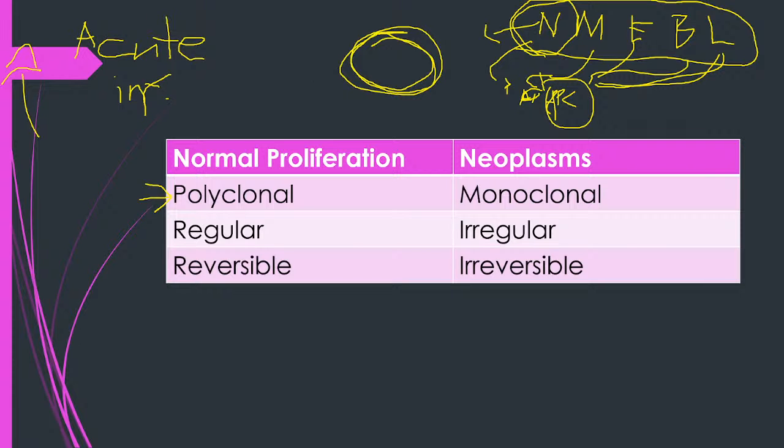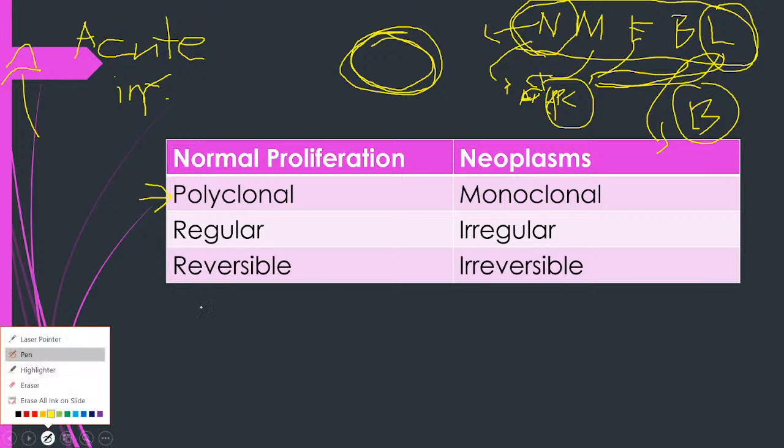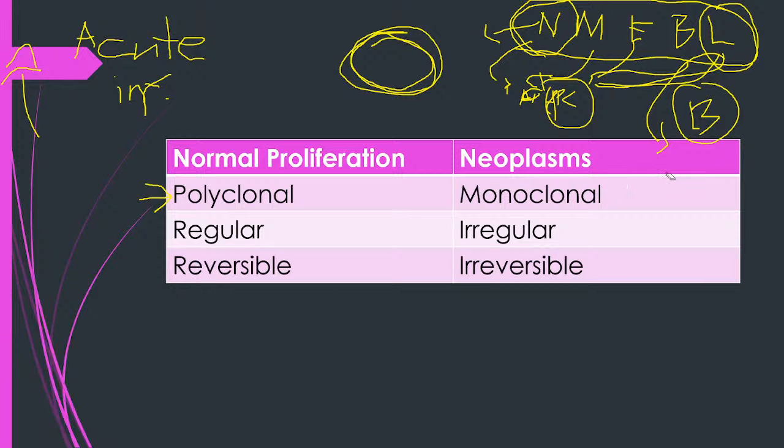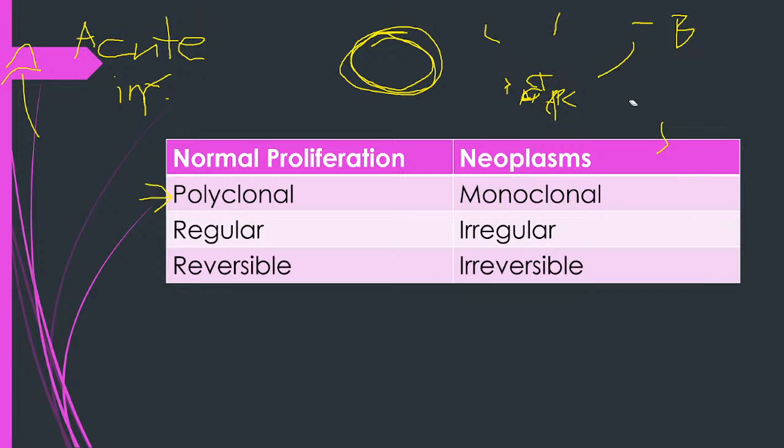While in neoplasms, there's a problem with one cell line. For example, I'll give you a common example. In cases of ALL, ALL-L3, Burkitt's lymphoma. No, I don't want that one because that's a little too confusing and a little too advanced for you guys. Let's start with AML-M2.